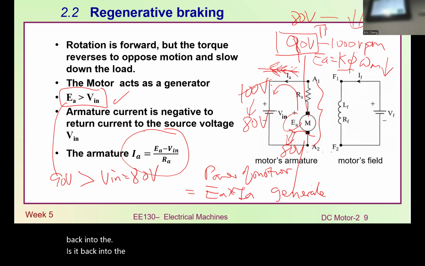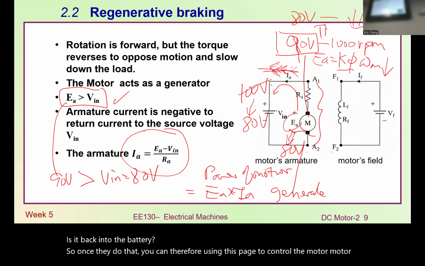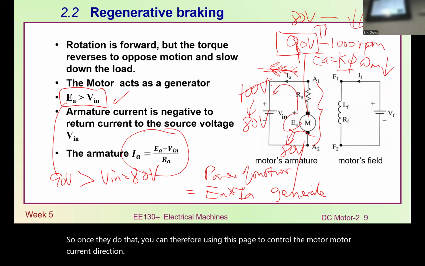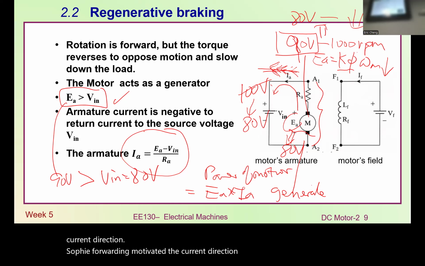Yes. So once you do that, you can use this relative voltage to control the motor current direction. If you are forward motoring, the current direction will be from the battery. If for the regenerative, the current will be from the motor back to the battery. That's what we mean.